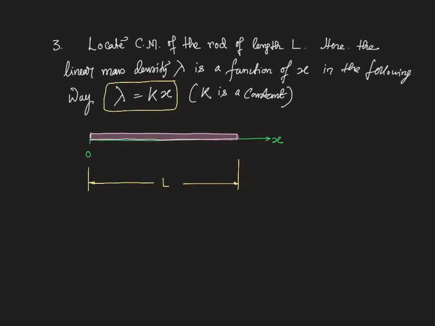So again I have to divide the rod into such segments of length dx, right? Length dx is to cover up the whole rod. So such a thing of length dx is at a distance x. So this length is dx, and this small element of length dx has mass dm. So this dm we can write lambda times dx, mass by length multiplied by length. So that means it is kx dx.